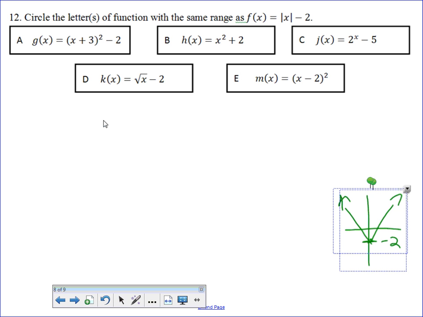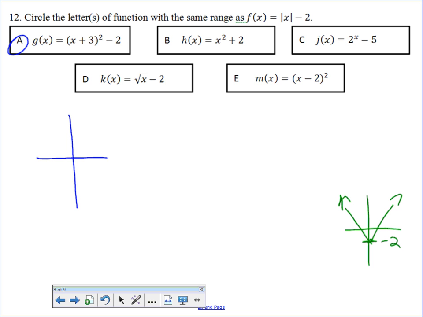So let's talk about each one of these functions individually. So function A is going to be a parabola that's shifted to the left 3 and down 2. But once again, it's going to start at negative 2. So the range is from negative 2 up, just like it was in our original function. And you can see this by looking at the graph on your calculator. So A will be correct.